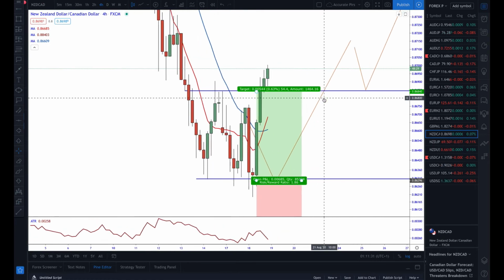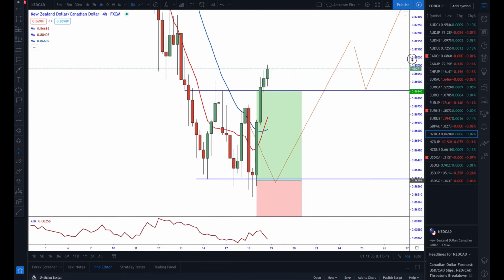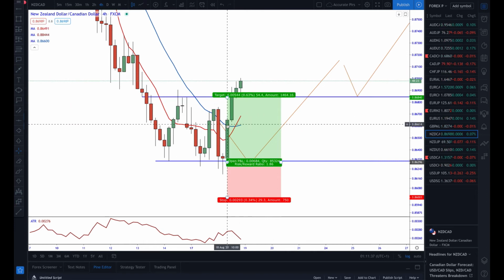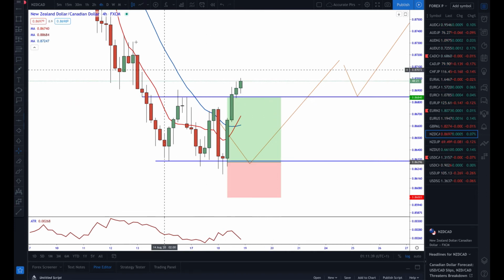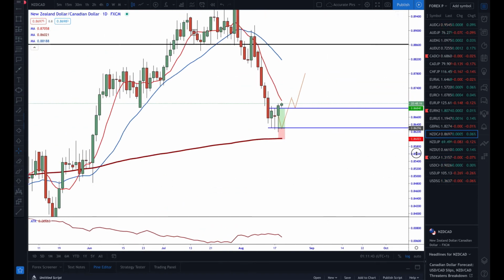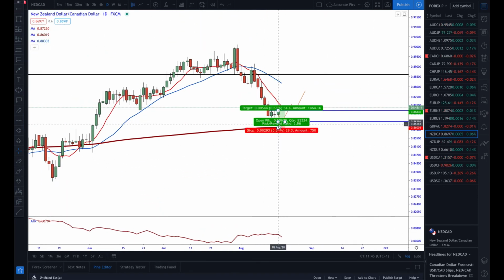How it looks on a 4-hour time frame. Yep. EMAs have crossed over to the upside as well. Just crossed over. So I'm expecting this pair to start trending upwards now. As you can see on the daily time frame, it has formed a hammer.